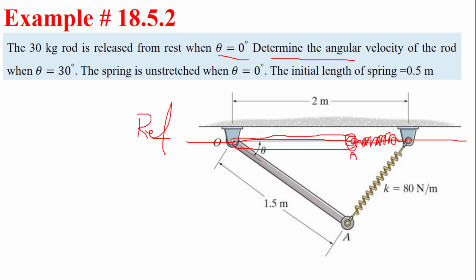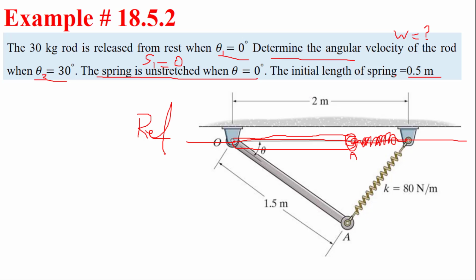It's released from rest when theta equals 0. Determine the angular velocity of the rod, so we need to find omega, when theta is equal to 30. This is state 2. I can name it theta 2, and this is theta 1. The spring is unstretched when theta equals 0, so S1 at state 1 equals 0. There is no stretching.